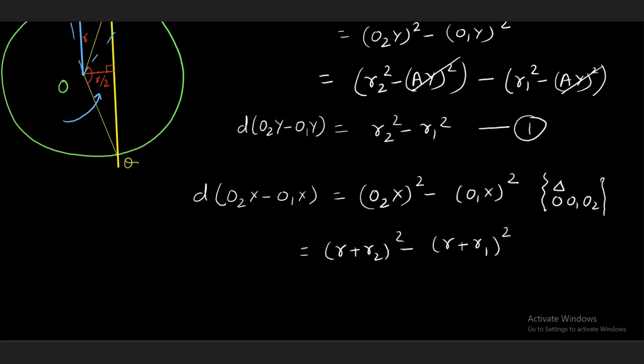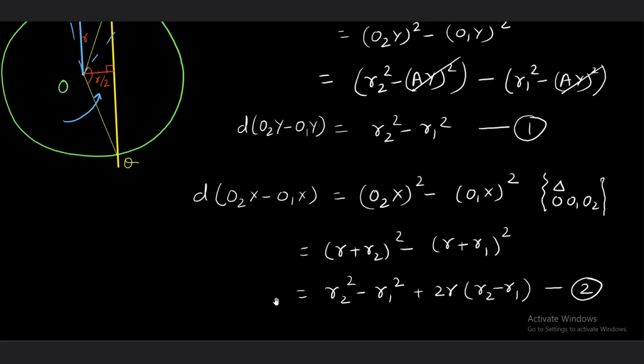Correct? This is what we will be getting. Let's see, it will convert to what form? It will convert to R2 square minus R1 square, and then we will have plus 2R taken common, R2 minus R1. Correct? This is what we are getting. So this is the second relation that we can write.